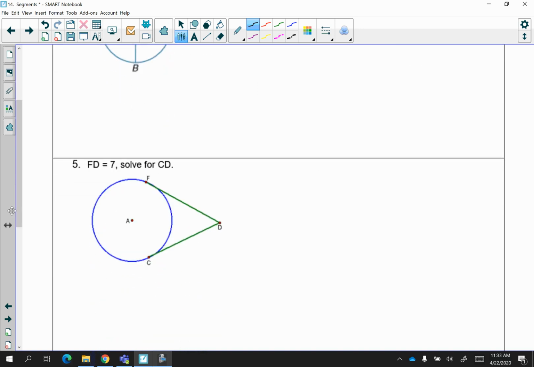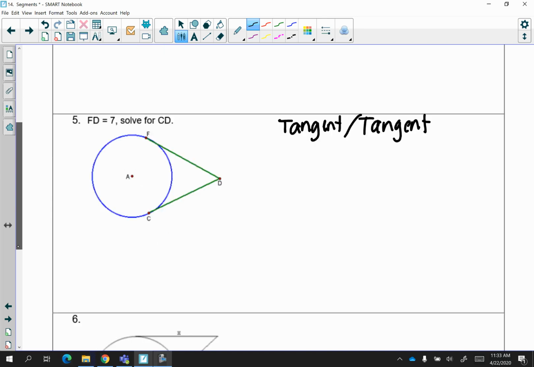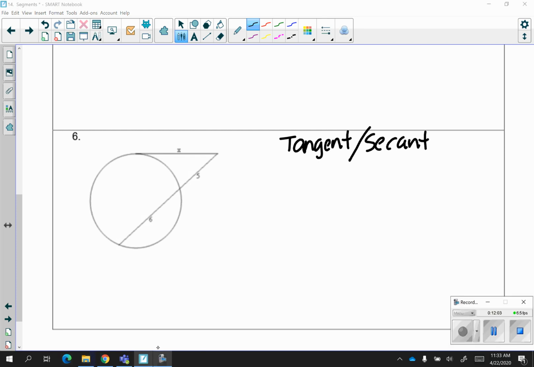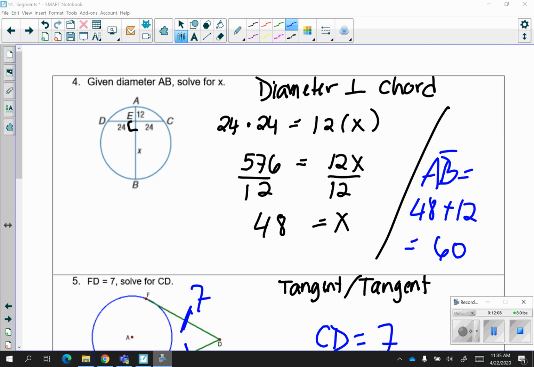Oh, very simple, this one. You should recognize this as tangent, tangent. Both are tangents. And the last one is a tangent and a secant. Pause the video and do these problems on your own. Then you're going to check your answer. Check your answers. I hope you did well.